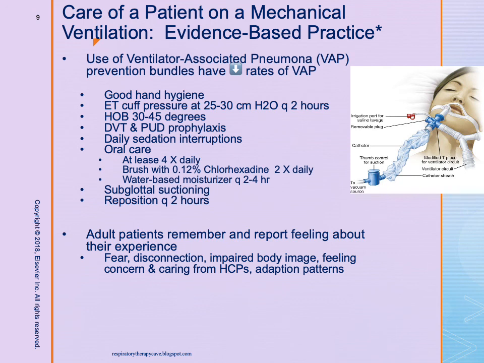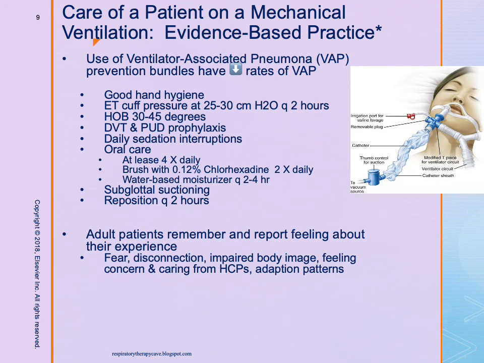The head of the bed should be maintained at 30 to 45 degrees to prevent aspiration and help with oxygenation and ventilation. The patient should be on DVT prophylaxis or PUD, peptic ulcer disease prophylaxis, with something like an H2 antagonist or PPI. There should also be daily sedation interruptions to assess the patient's readiness to be extubated.